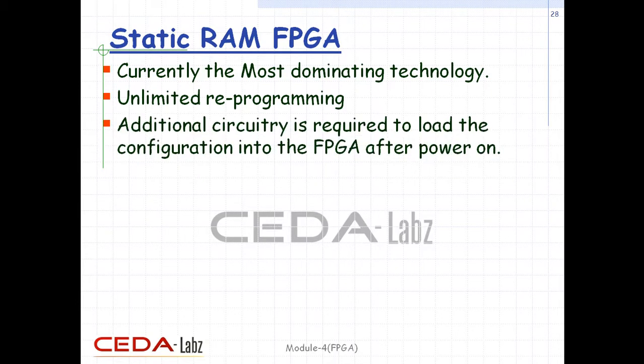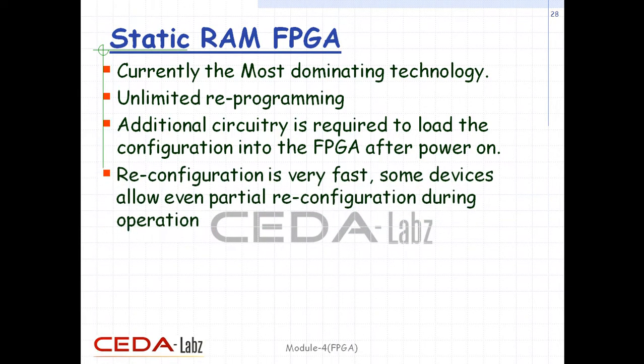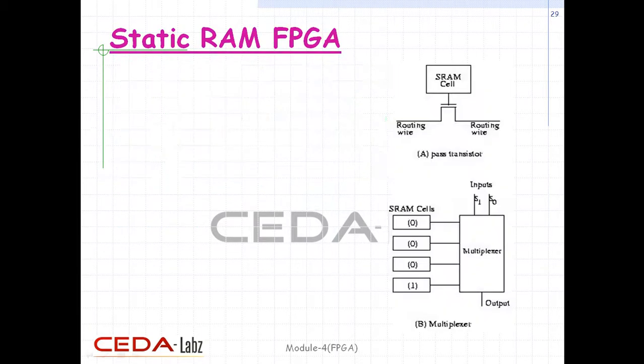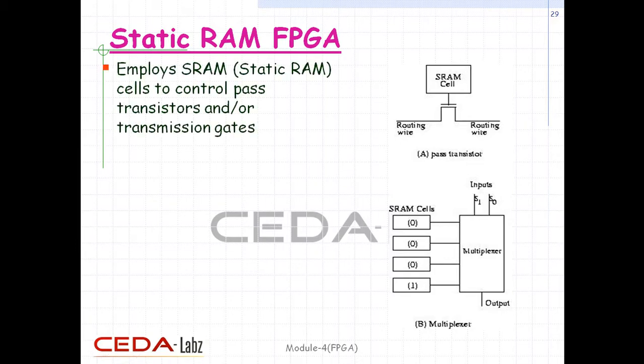In this type of FPGA, some additional circuitry is required for loading the program into the FPGA. In this technology, reconfiguration is very fast, which saves a lot of time. The basic cell in the SRAM technology is SRAM. Then, what is SRAM? An SRAM is made of 6 MOSFETs.